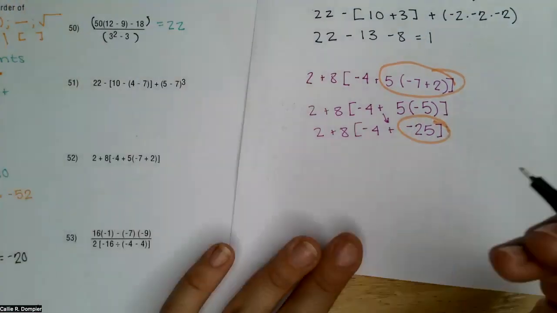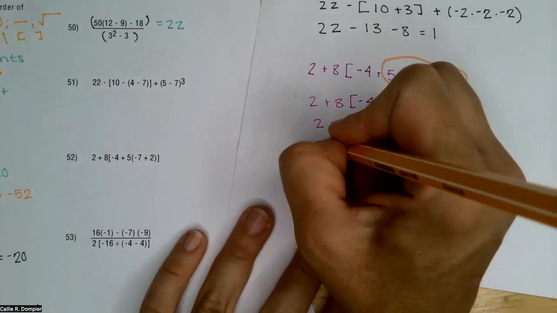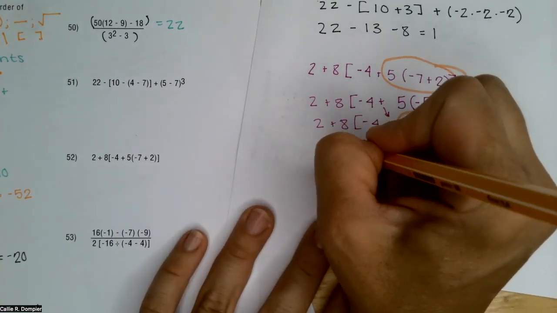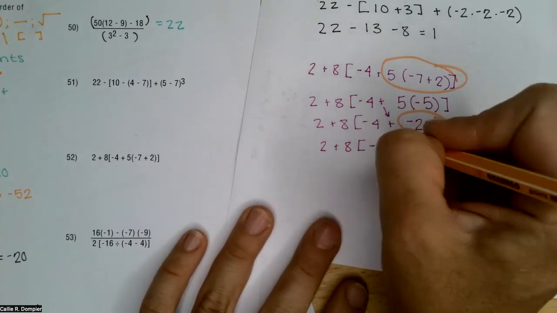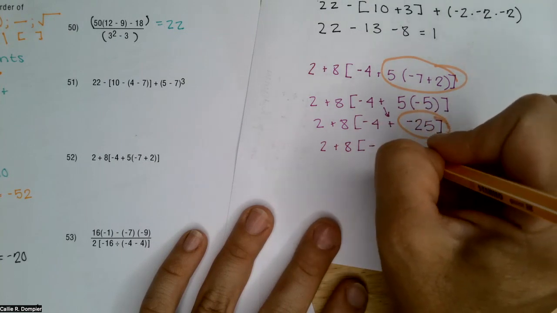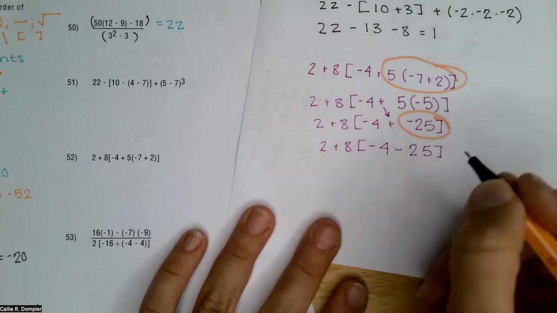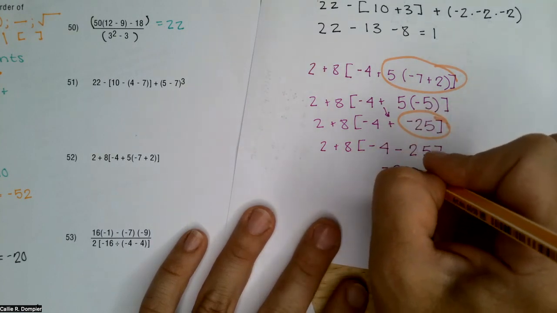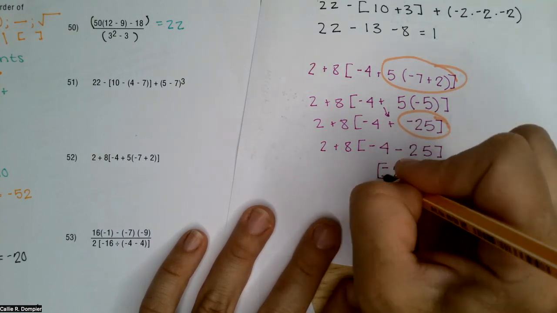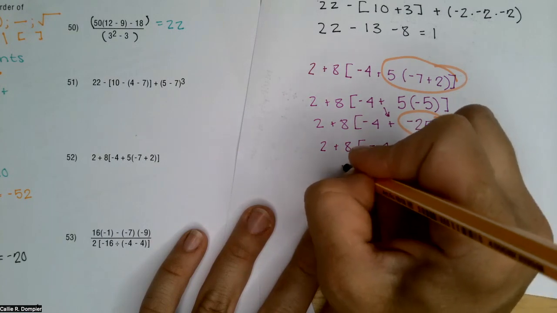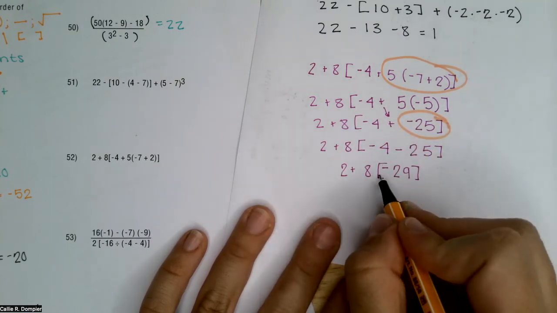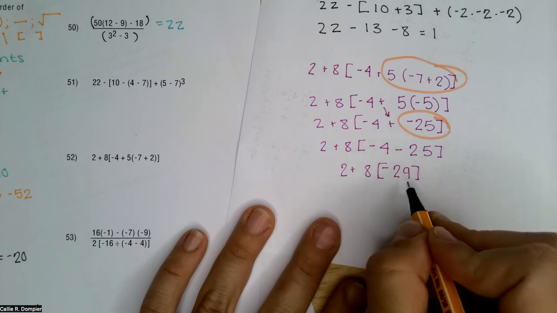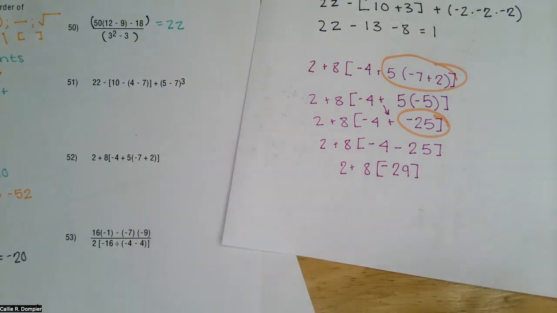Good? All right. So 2 plus 8 times -4 plus a -25, we're just going to call -25. Good? -25 and -4, we're just combining them, we get -29. I keep that grouping symbol because the 8 next to the grouping symbol means we're multiplying the 8 times the -29.